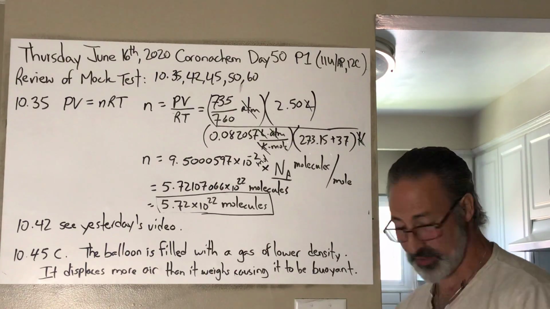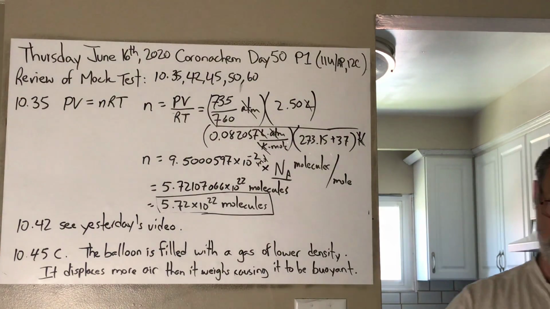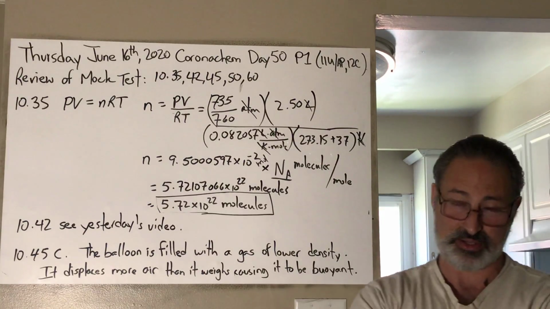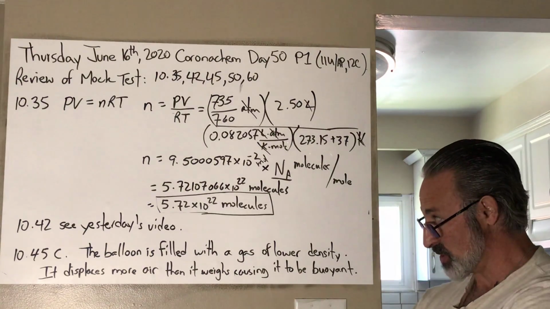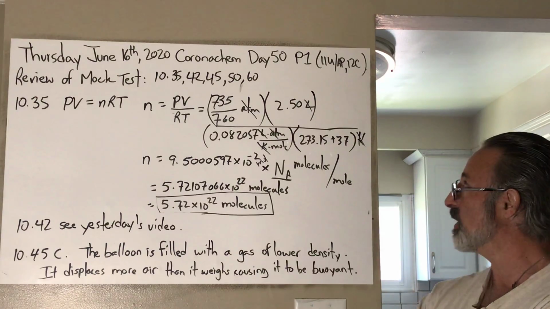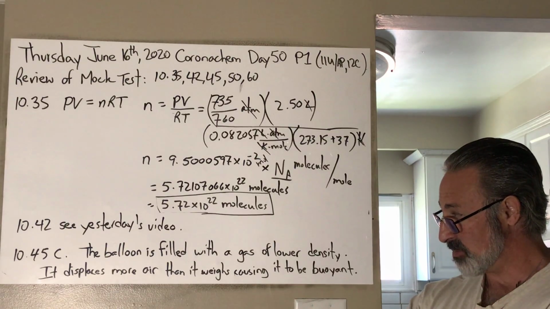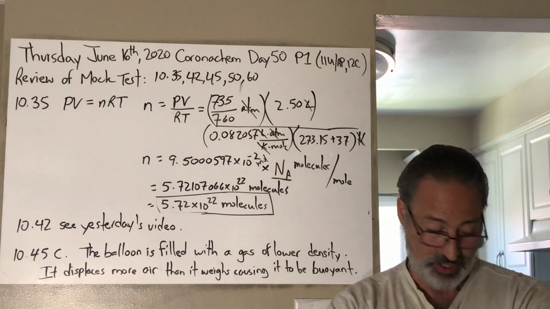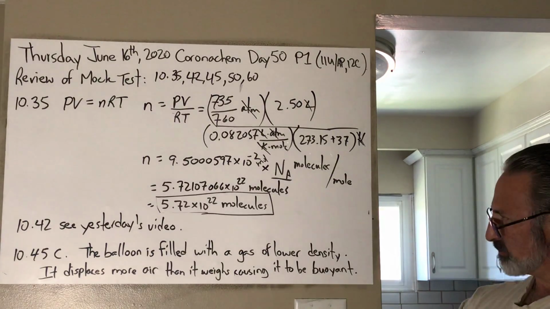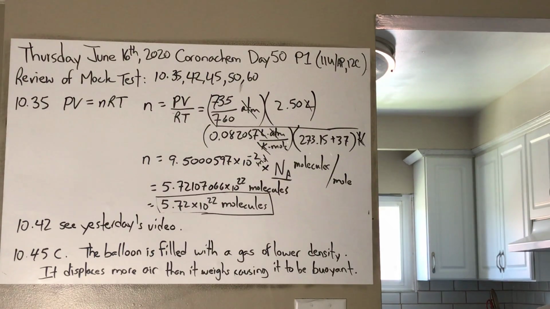The answer to 1042, I asked you to try to reproduce the answer as homework. So the answer to that question on 1042 is in yesterday's video, day 49, where I explained how much mercury was released by Mount St. Helens per day. Let's have a quick look at it. Yeah, it comes out to 2.88 tons a day, according to the calculation. 2.88 tons of mercury released by Mount St. Helens per day.